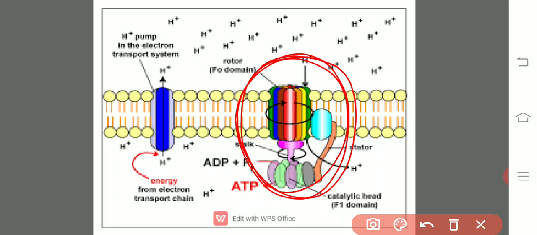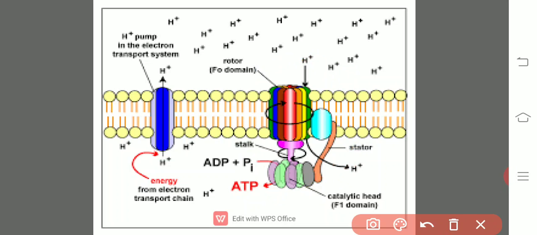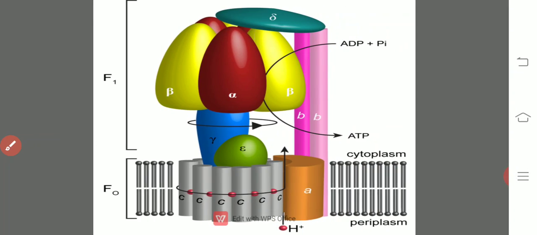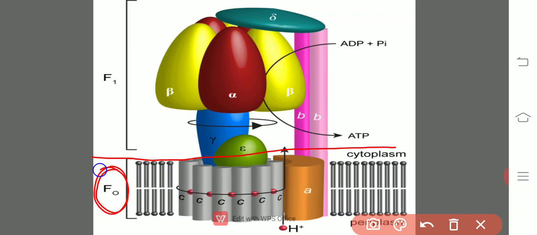Now, let us see the structure of the ATP synthase enzyme. Here, this is the structure of the ATP synthase, where we find two subunits. Otherwise, we can divide this into two parts. This is known as F0, and the above part is known as F1.